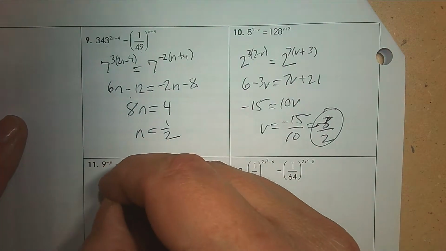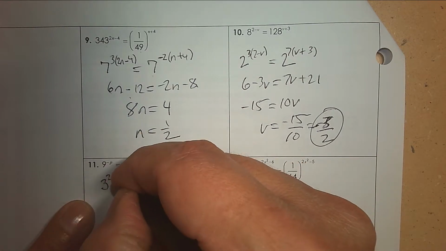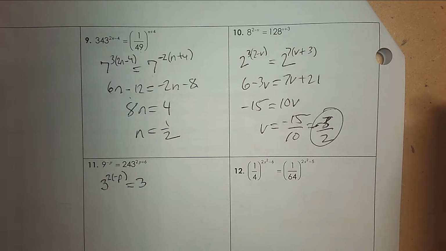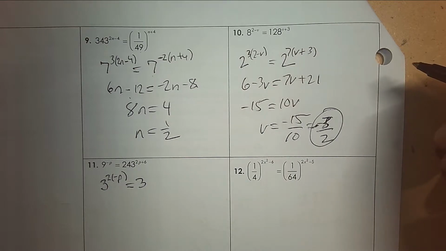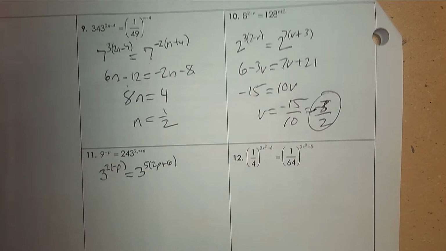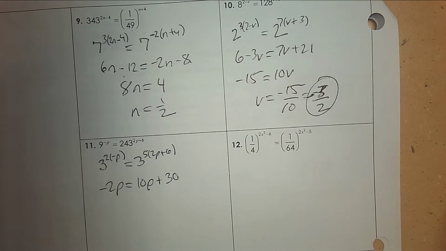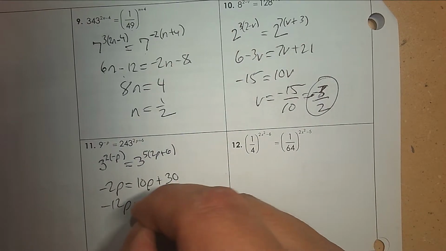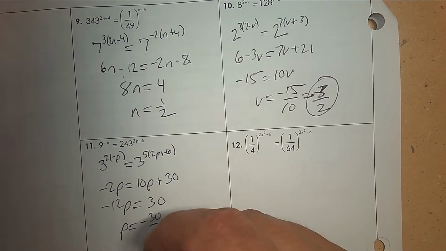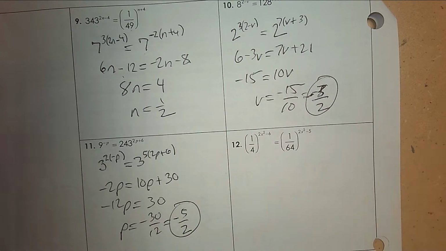So what's another base for 9? It's 3. 9 is 3 squared. How about 243? How many 3's does that take to get to 243? 3 times 3 is 9, times 3 is 27, times 3 is 81, times 3 is 243. So it's how many? 5. And then all you write down are the exponents. So that's negative 2p, that's 10p plus 30. Combine like terms. I'm actually going to subtract 10, and then divide. And another way to write that, divide by 6, is negative 5 over 2.